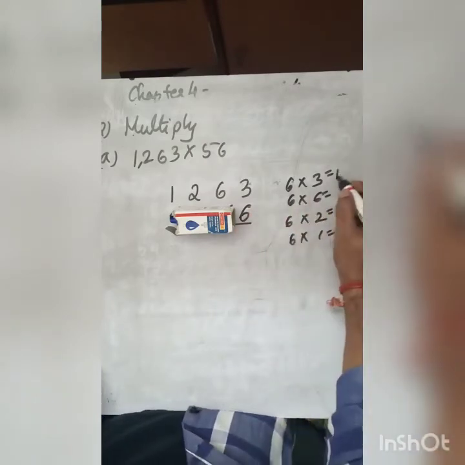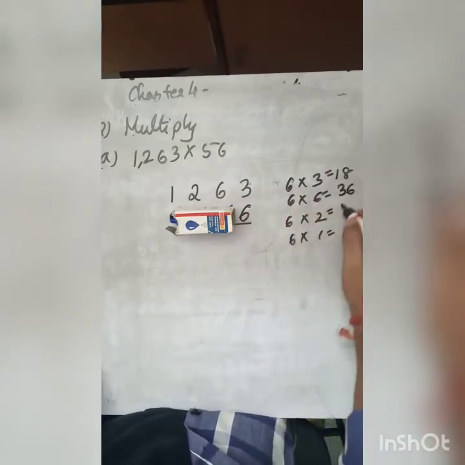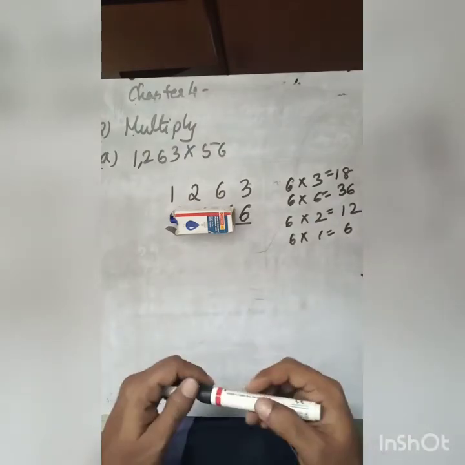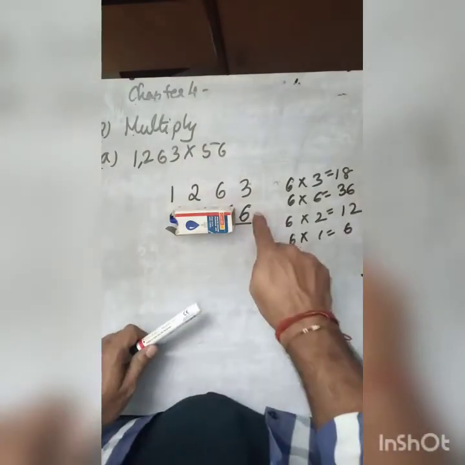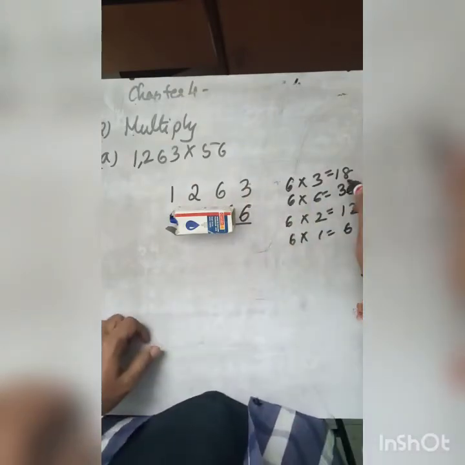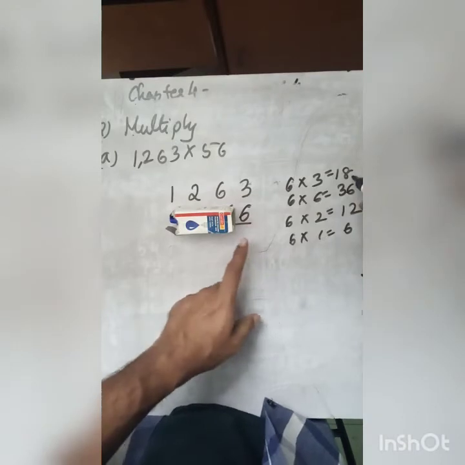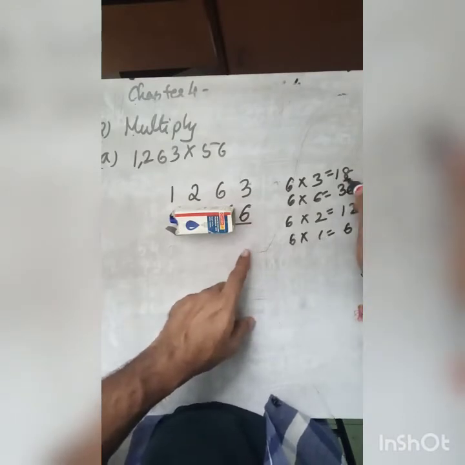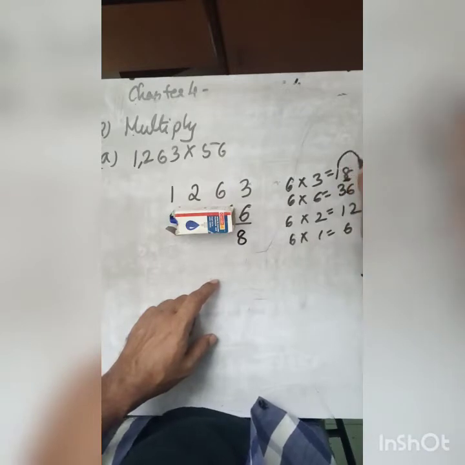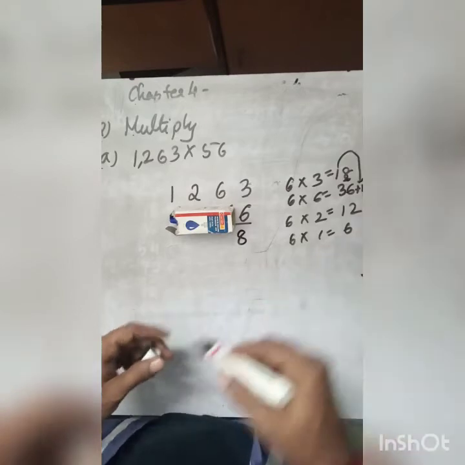देखो 6 3s are क्या है? 18. 6 6s are 36. 6 2s are 12. 6 1s are 6. So 6 3s are 18. 18 में देखो दो नंबर है, 1 और 8. हर एक नंबर के नीचे एक ही नंबर आएगा, so I will use the number 8, पीछे वाला नंबर 8. अब इसके पास जो 1 extra है वो नीचे देगा, that would be plus 1. Clear?